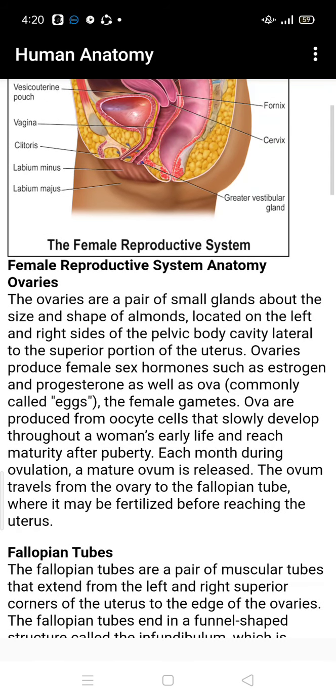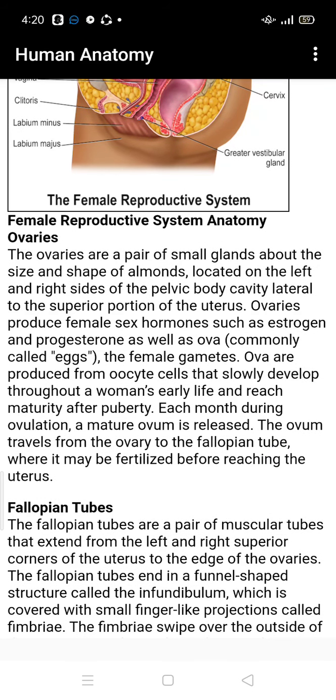So, what is the female reproductive system? Female reproductive system anatomy: the ovaries. The ovaries are a pair of small glands about the size and shape of an almond, located on the left and right side of the pelvic body cavity, lateral to the superior portion of the uterus. Ovaries produce female sex hormones such as estrogen and progesterone as well as ova, commonly called eggs.